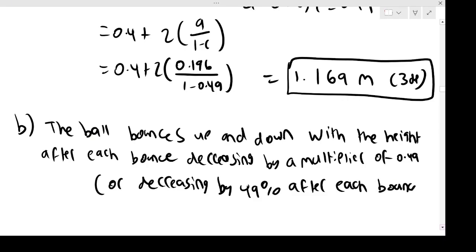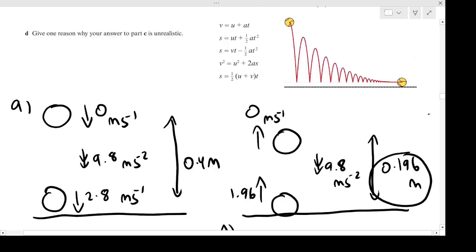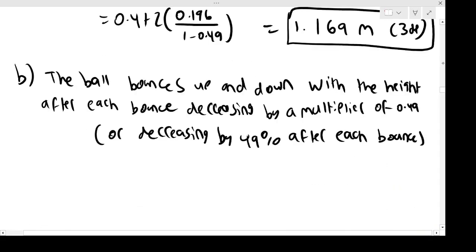Okay, so hopefully you can see that there. You can see it's much easier to do part C first, because then you can see exactly what's happening to the heights. That's what they're looking for there. And then in part D it says give one reason why my answer to part C was unrealistic. So in other words, why is the height decreasing in this way unrealistic?